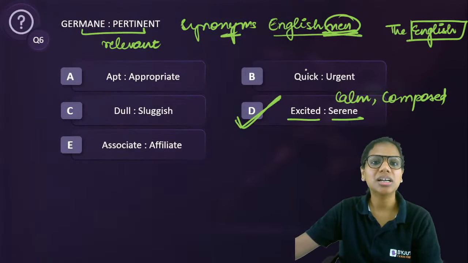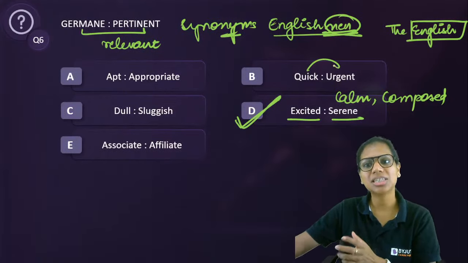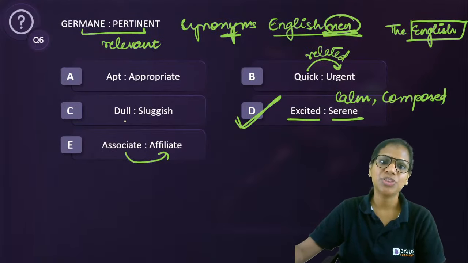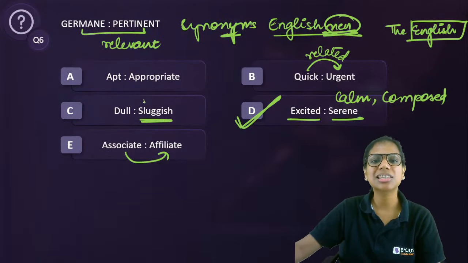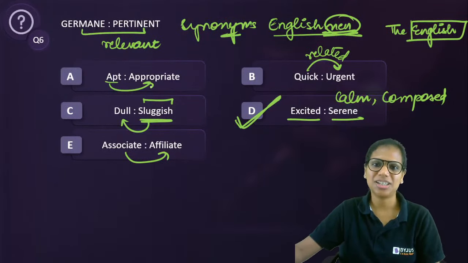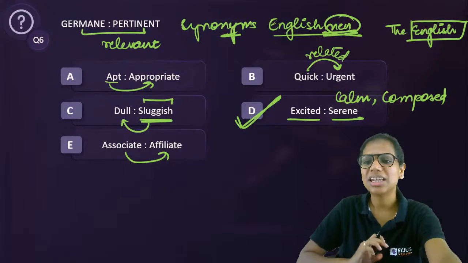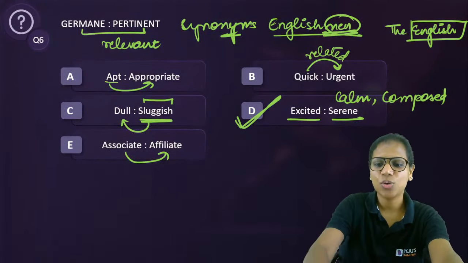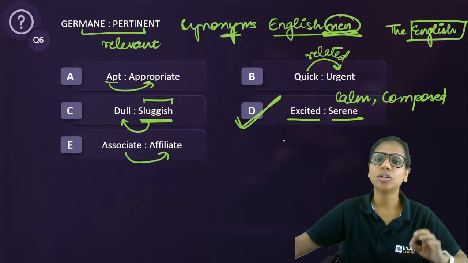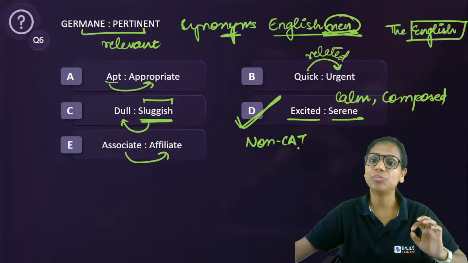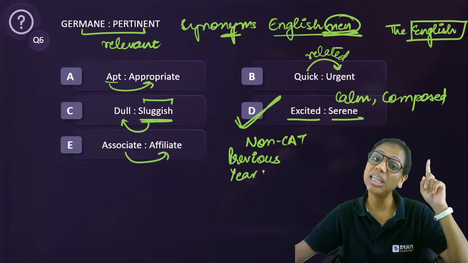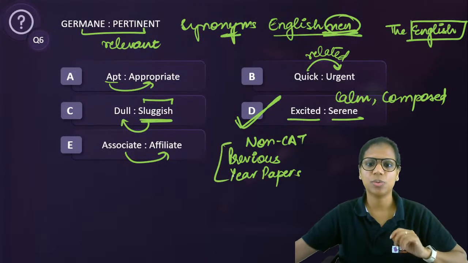Quick is to urgent, I agree that they are not exact synonyms, but still they are related, they are not antonymous. Associate, affiliate, synonymous. Dull is to sluggish, when somebody is sluggish, they are lazy, they are feeling dull that way. Apt and appropriate, again synonym pairs. So these were some analogy questions, and I hope this will help you in attempting them, but from your end also you have to practice them, and your non-CAT previous year papers can be a good source for analogy questions. Non-CAT previous year papers, even early CAT papers too, they also have analogy questions.